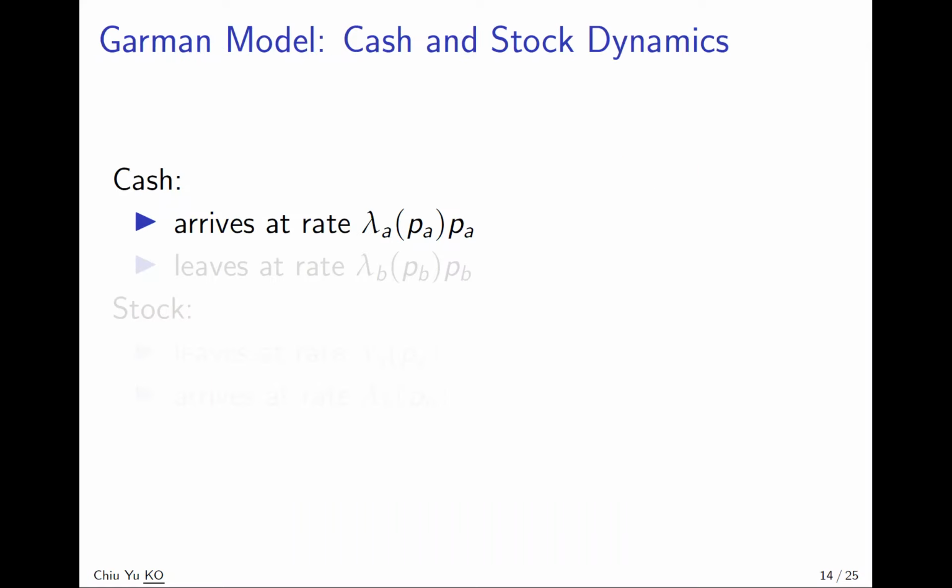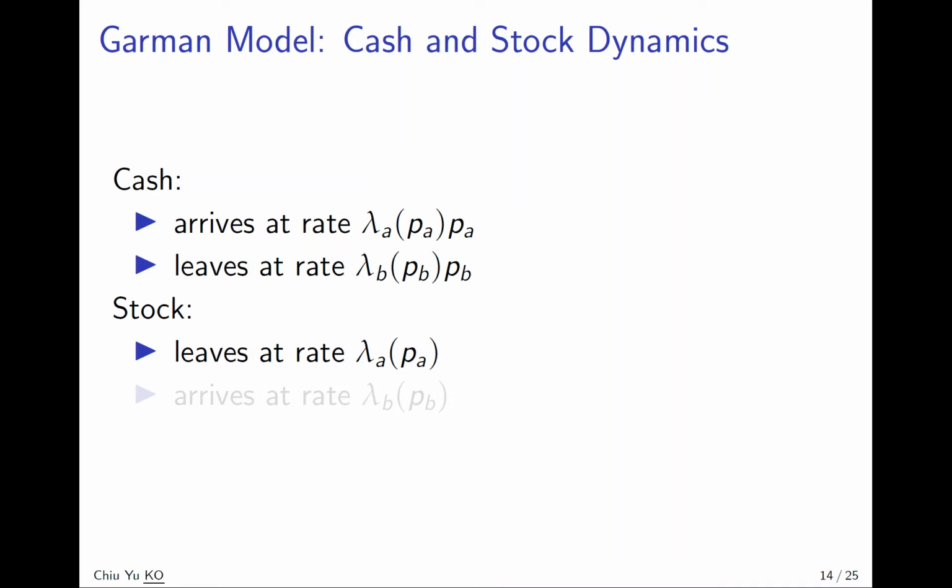To summarize, we have cash arriving at lambda A times PA and leaving at lambda B times PB. But for the stock, it arrives at the rate of lambda B and leaves at the rate of lambda A.